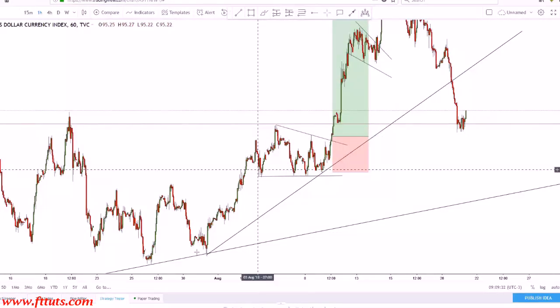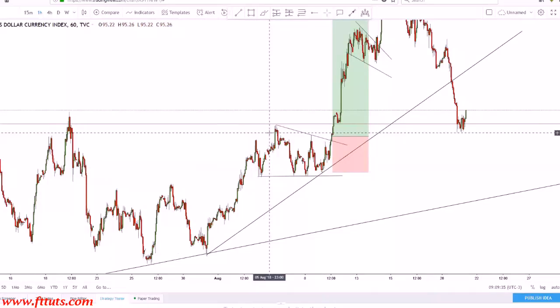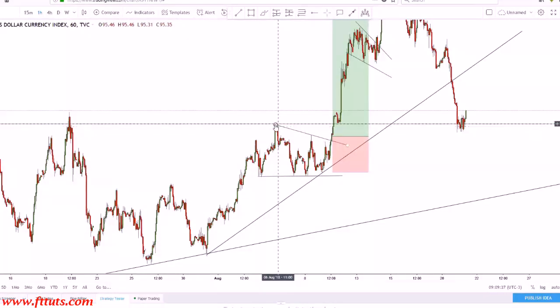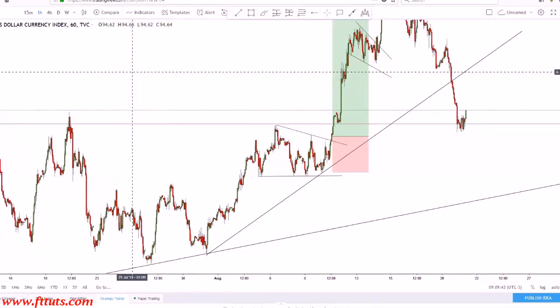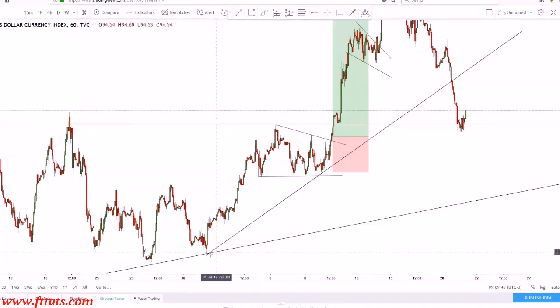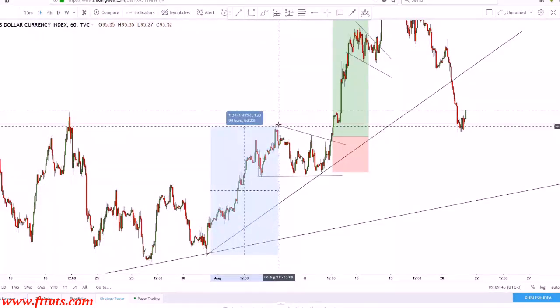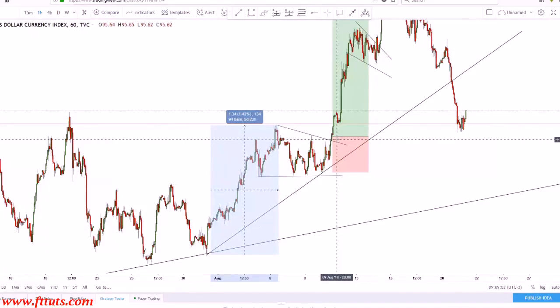Can you see it? Price moved to the upside, formed a higher high, a higher low, a lower high, a higher low. Then it broke to the upside. Let me show you something quick, the measurement of the target. Right here, 134 pips. As soon as it broke out, it went 134 pips.